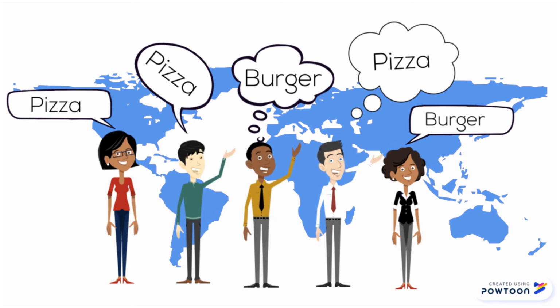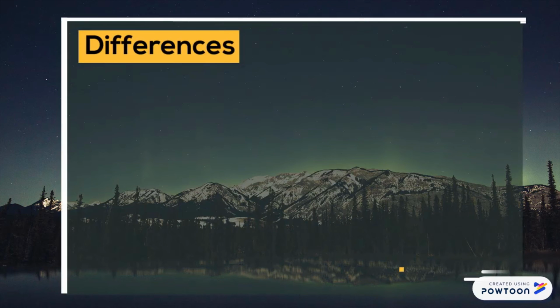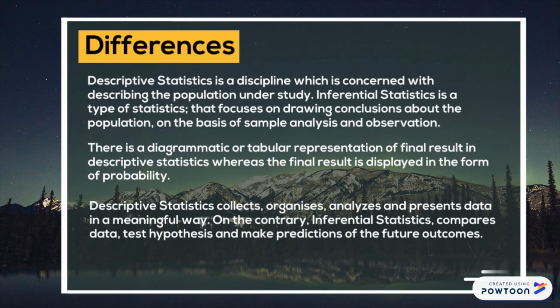Okay, so we'll go to the differences. Let's see how different they are. Descriptive statistics is a discipline which is concerned with describing the population under study. Inferential statistics is a type of statistics that focuses on drawing conclusions about the population on the basis of sample analysis and observation. There is a diagrammatic or tabular representation of the final result in descriptive statistics, whereas the final result in inferential statistics is displayed in the form of probability.